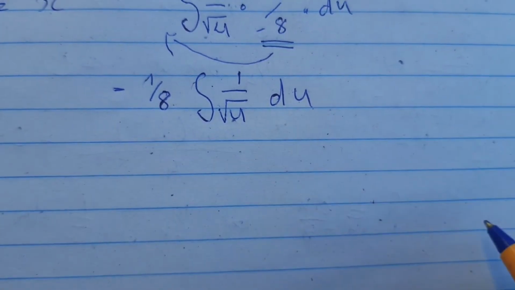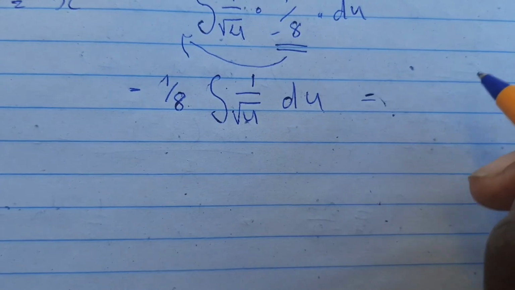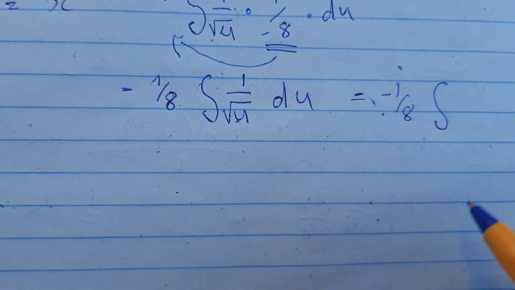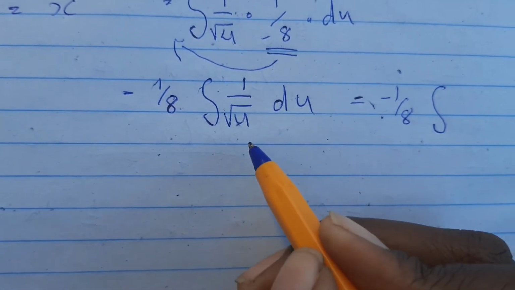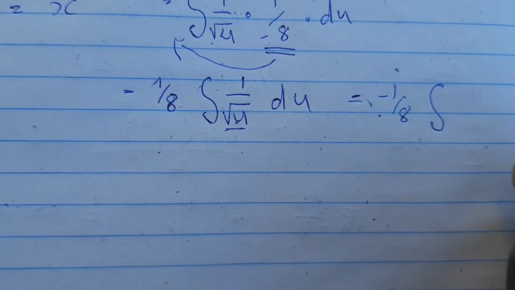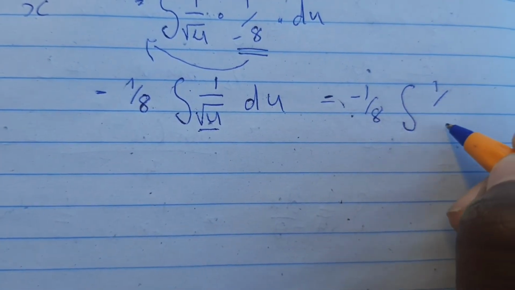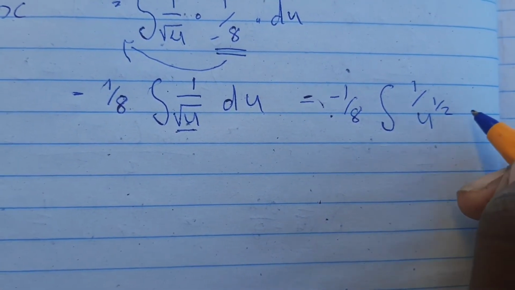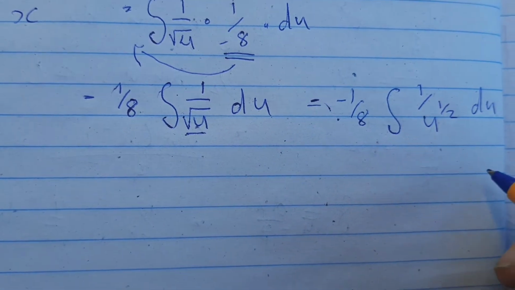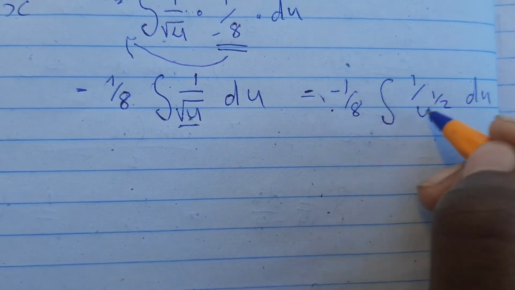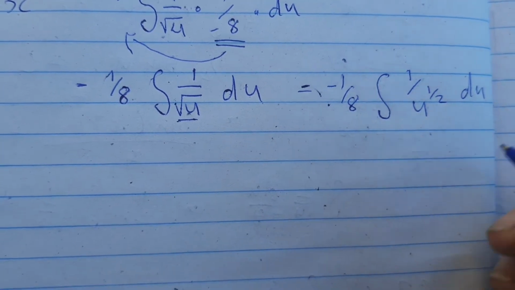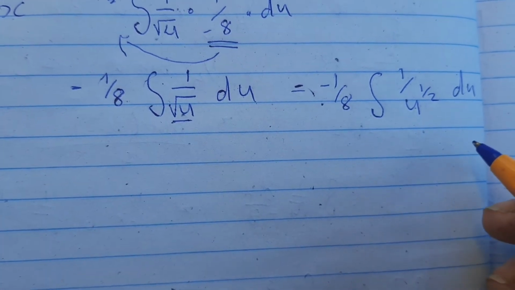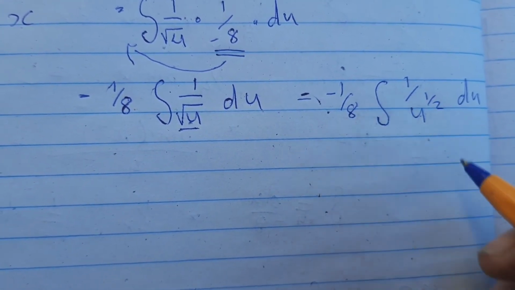So here we're going to make this a little bit easier again. So negative 1 over 8. How are we going to make this easier for ourselves? What we're going to do is, so this is the same as u to the half. A square root is the same as something to the power of half, du. And then we're going to take this upwards into the numerator position. When we do that, the power becomes a negative automatically.